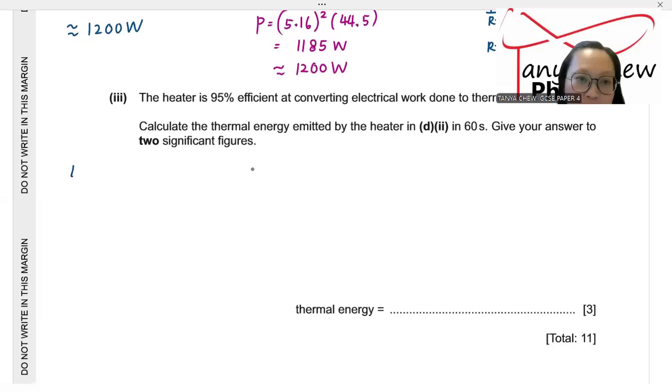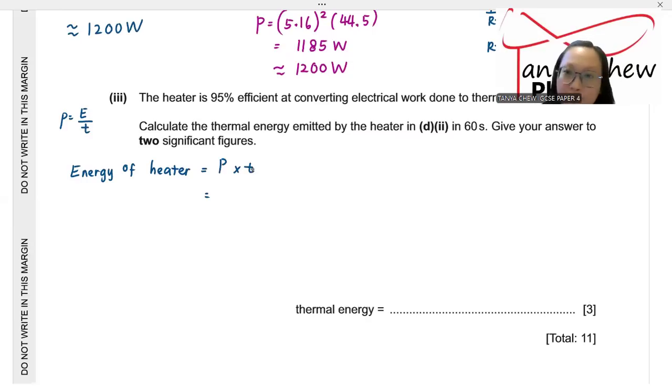So I would find the energy of the heater first, which is equal to, if you still remember, power is defined as energy per time. That is why energy is equal to power multiplied by time. The power of the heater, which is 1200, times the time, 60 seconds. So 1200 times 60 seconds, I got 72,000 joules. That is the energy of the heater, right?